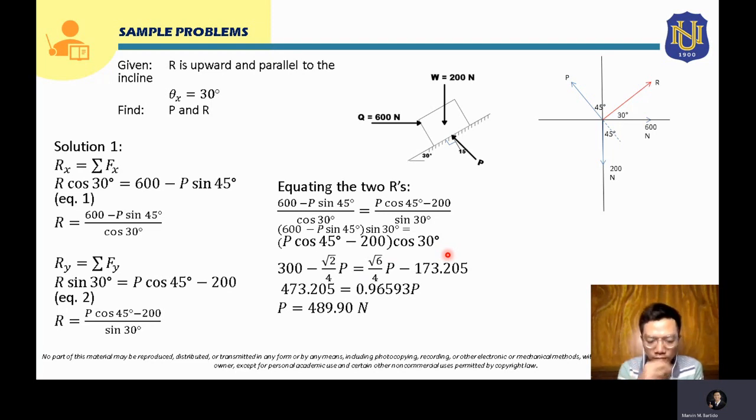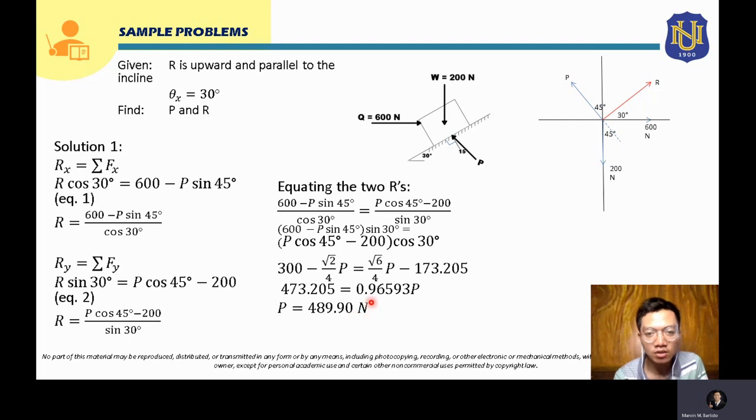So that will be square root of 2 over 2, or 0.70, sorry. Okay, so that will be square root of 6 plus square root of 2 over 4, or 0.96593p. So solving for p, divide both sides by 0.96593. So it will give you p. So your p will be, divide 473.205 by 0.96593. So that will be 489.90. So this will now be the value of p.